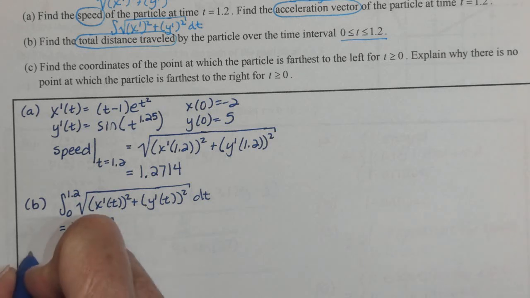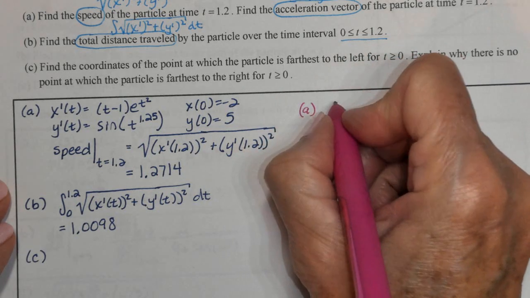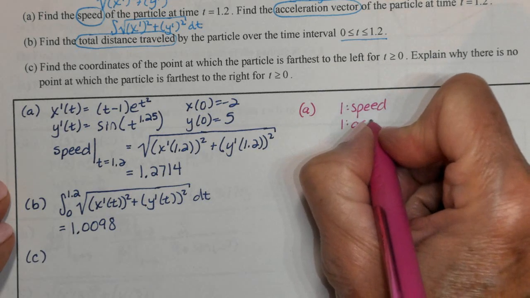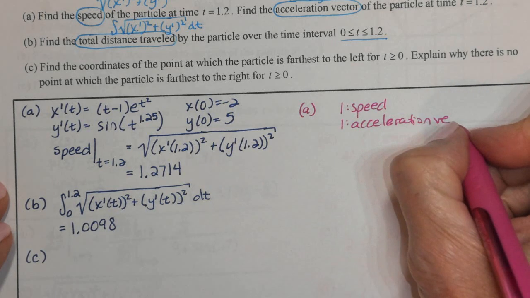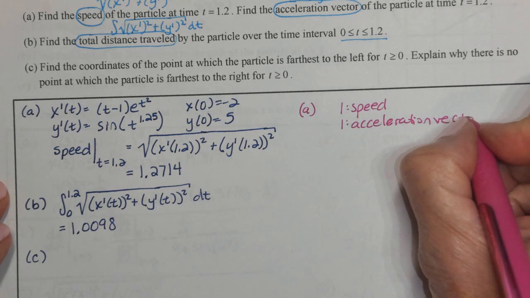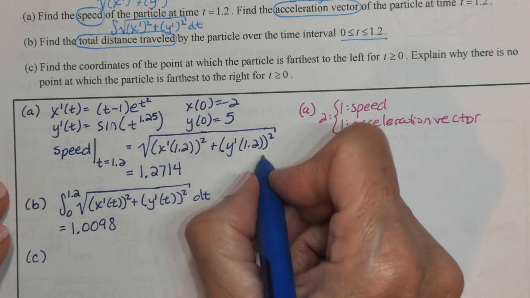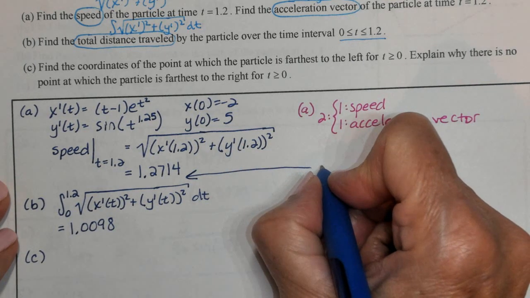Okay, part C. So far, I think that this was very straightforward. Very straightforward. And I will tell you that so far, part A was worth 2 points. 1 point for the speed answer, 1 point for the acceleration vector answer, which I did not find. I just realized that I never did find the acceleration vector. So I need to go and find the acceleration vector. Let me come over here, and I'm going to stick in the acceleration vector, good grief.